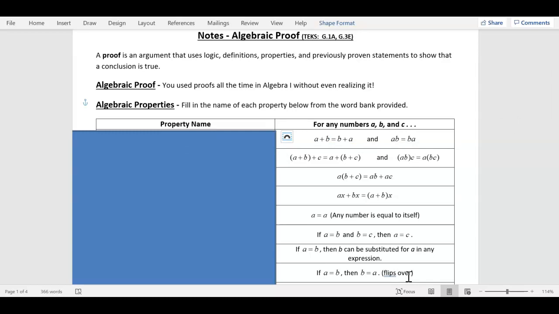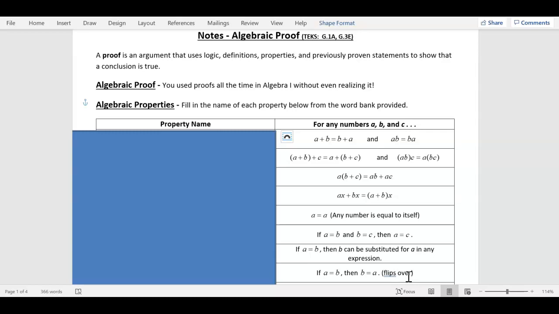So here we go. We're gonna start these notes on algebraic proofs. Everyone's looking at this sheet. We're gonna go on this line by line. If you can't see because of a glare, let me know so I can change the lighting. But can everyone see this? Okay. It says at the top, a proof is an argument that uses logic, definitions, properties, and previously proven statements to show that a conclusion is true. Algebraic proof. You use proofs all the time in Algebra 1 without even realizing it, and I'll show you today.